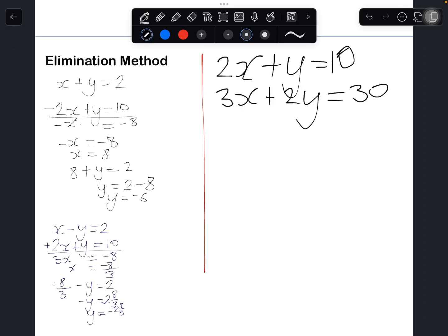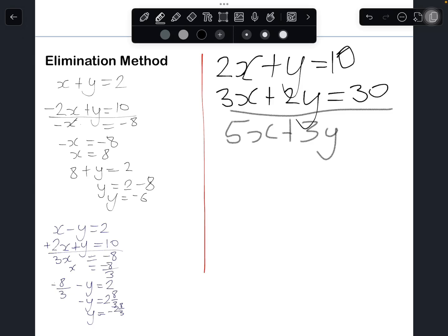Now, if you look at this, if I was to add, I then get 5x plus 3y. And now I'm still stuck with two variables, so that doesn't really help me out. Now let's see, if I was to subtract them, I get negative x minus y. And I'm still left with two variables, so I can't do that. That isn't what we're trying to do.